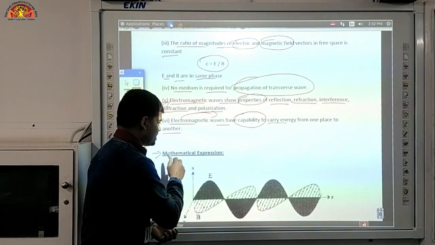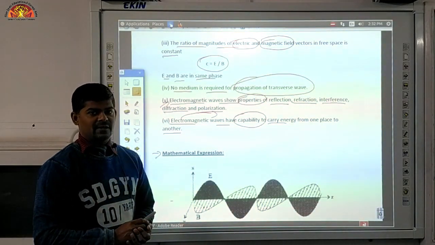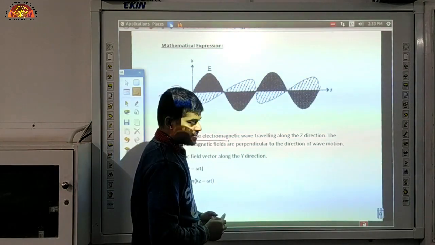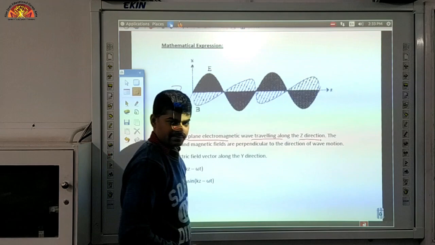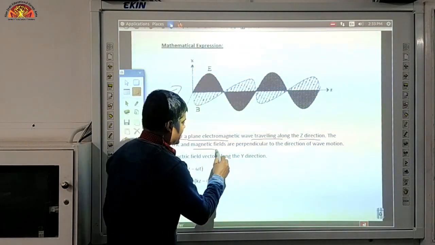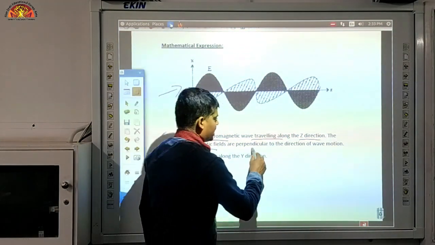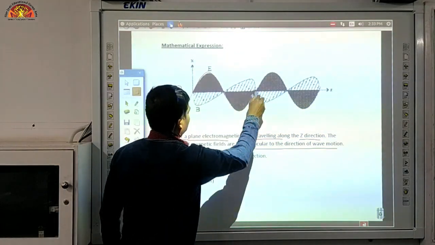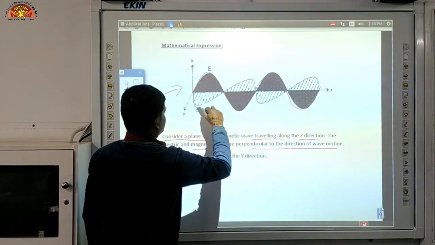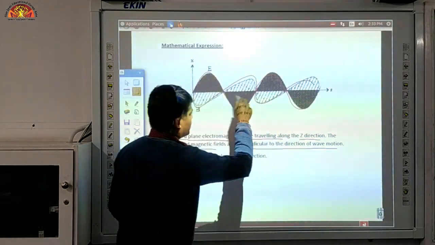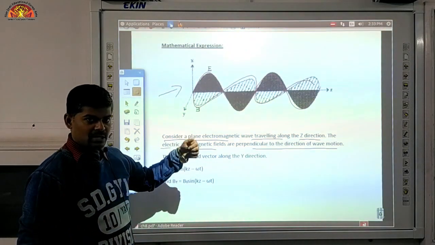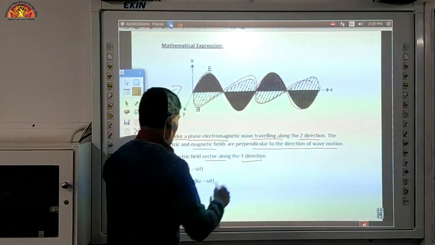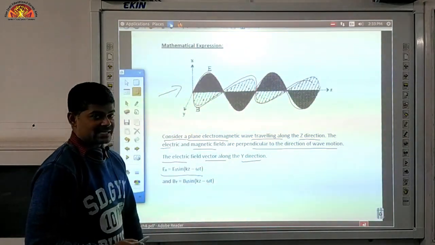Now come to the mathematical expression of electromagnetic waves. Now students, see this diagram. Consider a plane electromagnetic wave traveling along the z direction, and the electric and magnetic fields are perpendicular to the direction of the wave motion. यहाँ पे बच्चों this is the electric field wave. Now this is the magnetic field, और इन दोनों के perpendicular z direction में क्या होगा बच्चों? Electromagnetic wave propagate करेगा.